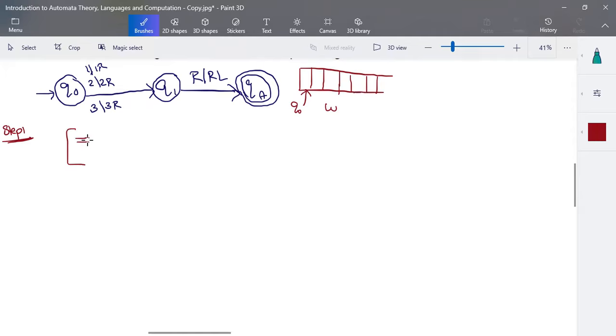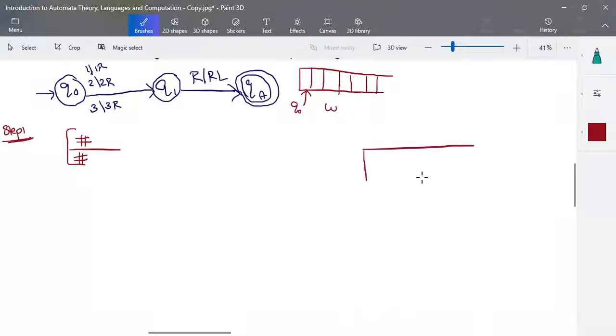domino. As I told you, in the modified PCP we are going to have a matching domino as the first domino. So you have hash, hash matched. And what will be your instantaneous description for it here? What is your instantaneous description?